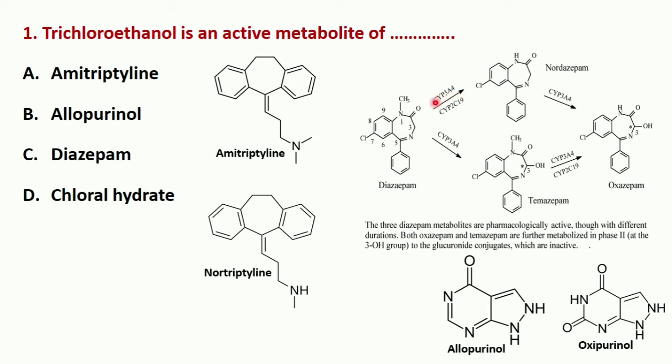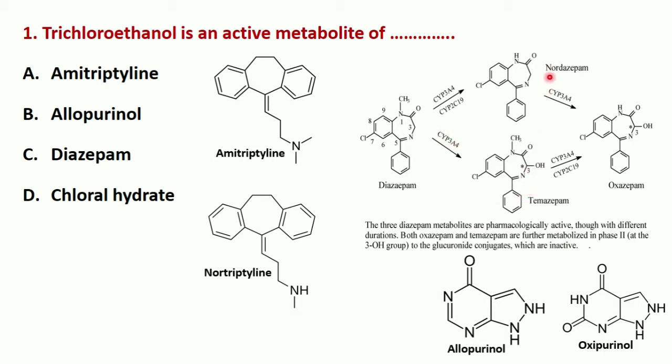Diazepam undergoes metabolism by cytochrome P450 enzymes like cytochrome P3A4 and cytochrome P2C19. By these two enzymes, it is converted into nordazepam. The difference between diazepam and nordazepam is that the methyl group does not exist. With removal of this methyl group, N-demethylation happens and it produces nordazepam. Otherwise, only with the enzyme cytochrome P3A4, it gives temazepam. Here the variation is that in the third position an OH group is present, added by this cytochrome P3A4 enzyme.